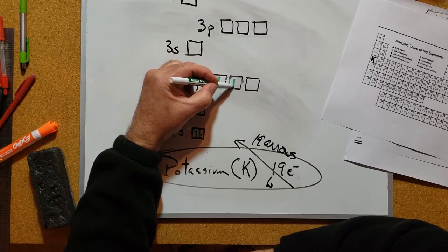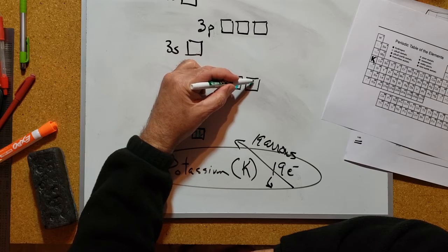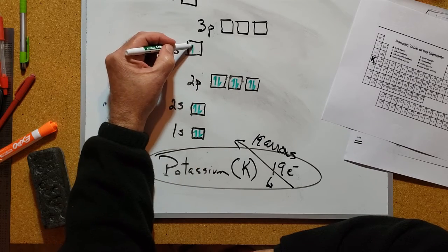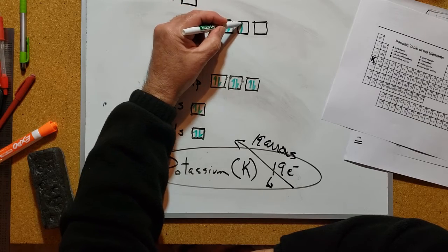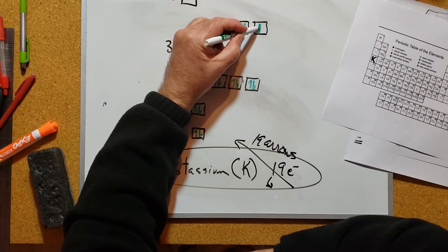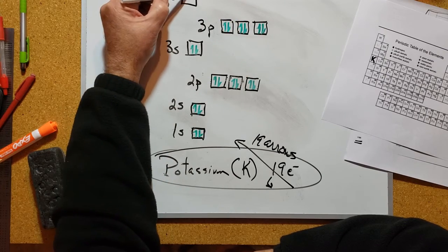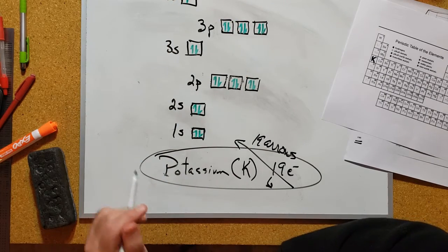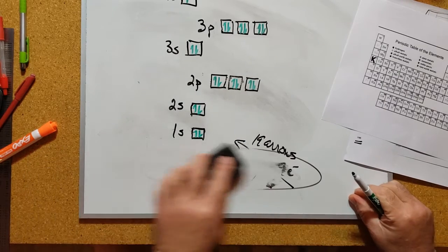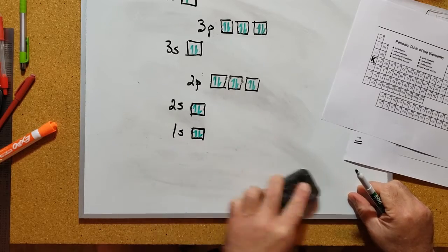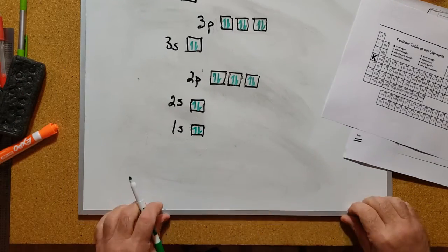That's 5, 6, 7, 8, 9, 10, 11, 12, 13, 14, 15, 16, 17, 18, and the 4s with just a single electron in it will be the 19th electron. So this is the proper way of filling up the orbitals with 19 electrons, or 19 arrows, and we know that that represents the electron configuration for the element potassium.